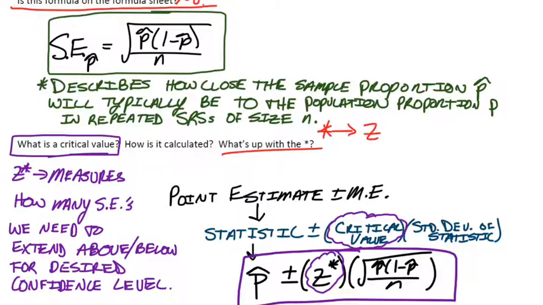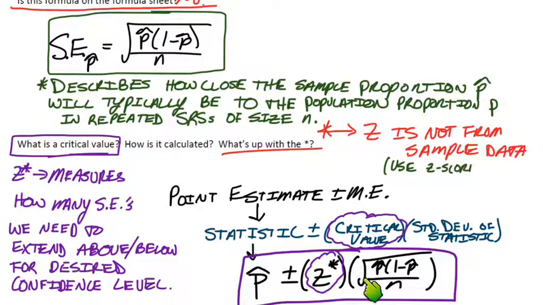So what's up with the star? Well, the star just means it's not from the sample data. All the other stuff in this interval, like the P hat and the square root of all the P hat stuff, I'm actually missing a parenthesis there. Why didn't somebody say something about that? There we go. Got it.